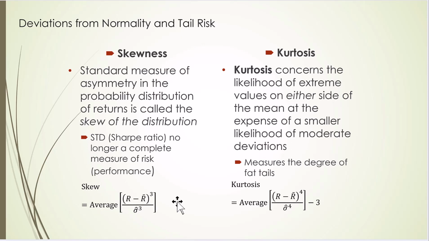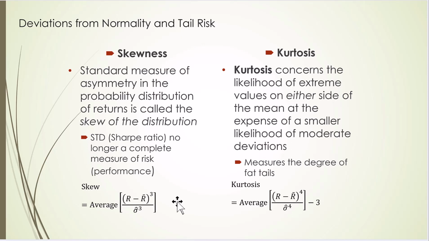Now, in a statistical sense, if something is normal, skewness will be 0. It could be positive, meaning it's leaning towards higher numbers. It could be negative, meaning it's leaning towards lower numbers.